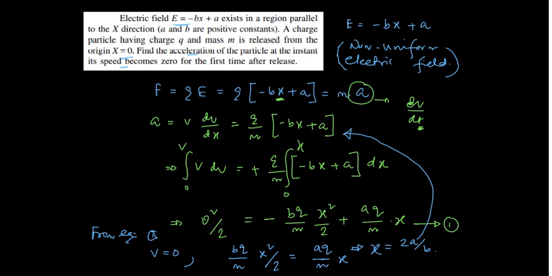If you substitute x equal to 2a by b here, b will be cancelled, and I can directly check your answer. If it is coming a is equal to minus of q into a by m, this is the final answer that you will get. All right, easy question, not much tough. Let's move on.